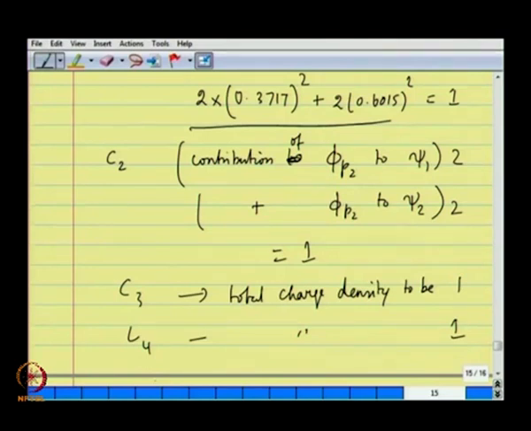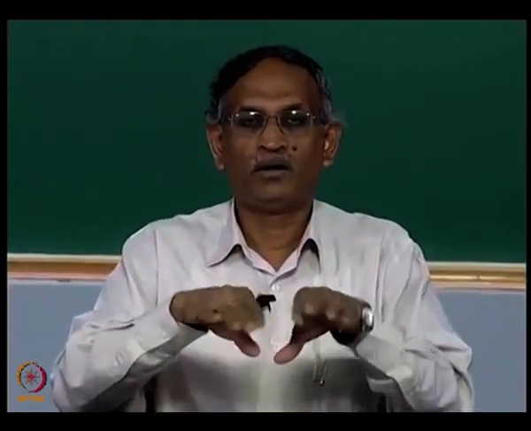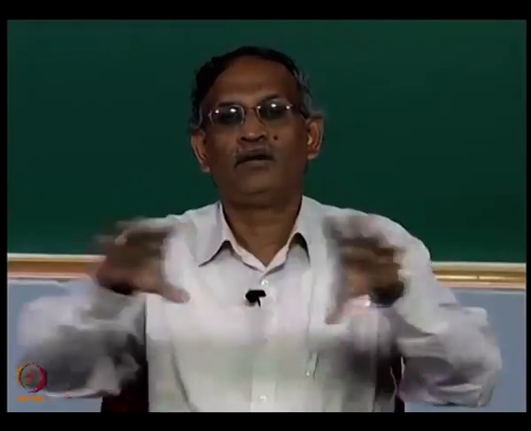Which means that on each of the carbons the total electron density, if you look at it, is 1 for both these molecular orbitals, which means that there is homogenization. So this is another way of understanding what is called the delocalization in terms of the electron charge densities.